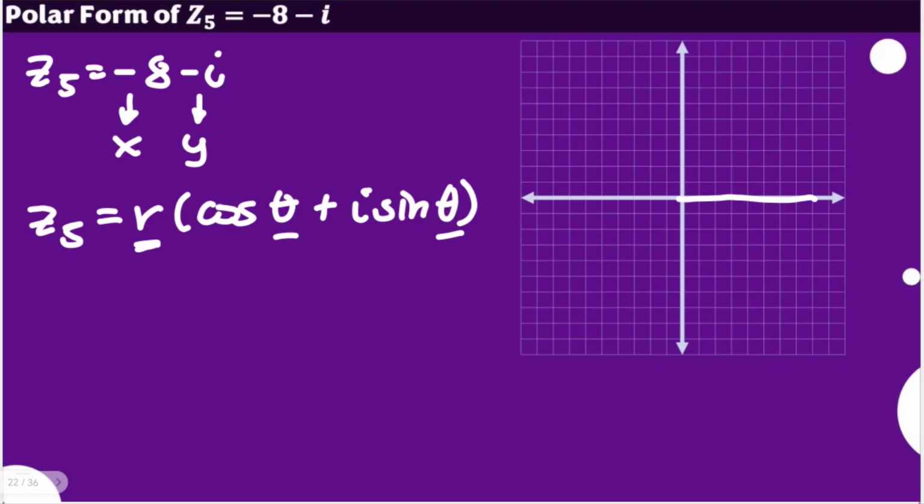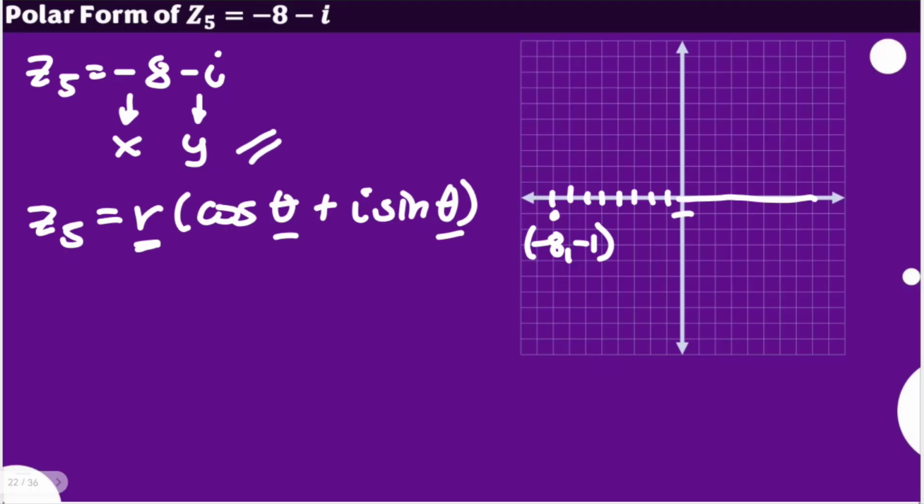So for our point that corresponds to our complex number, negative 8, we can have it here: 1, 2, 3, 4, 5, 6, 7, negative 8, and negative 1 here. So our point is somewhere here, negative 8 and negative 1. That's the location of our point in the Cartesian plane for our given complex number. We're again giving this consideration.